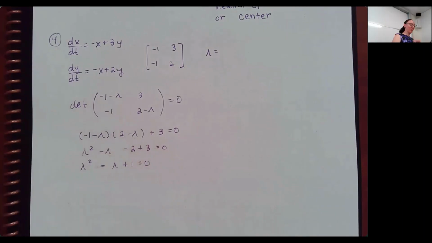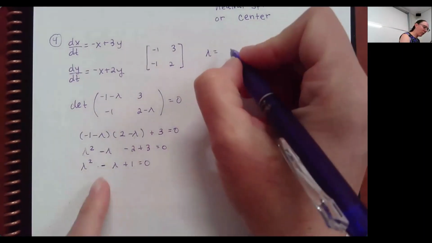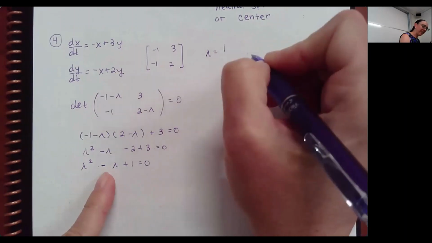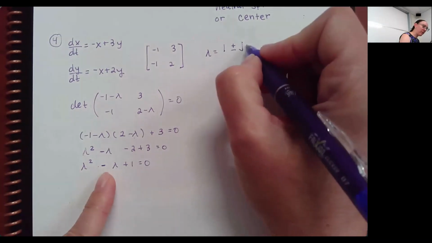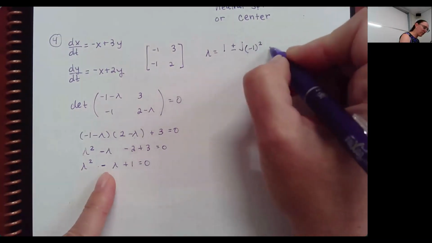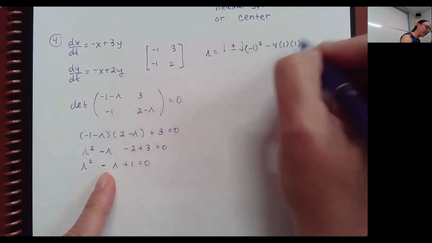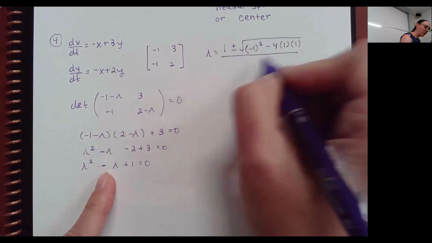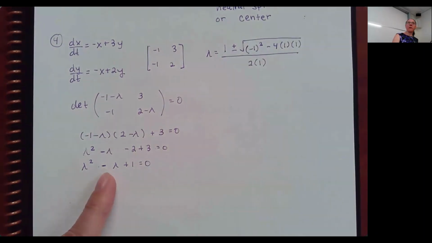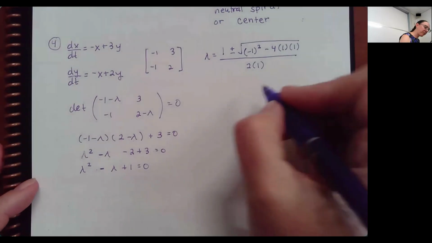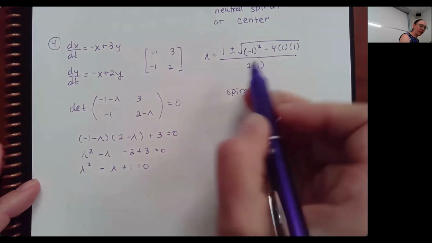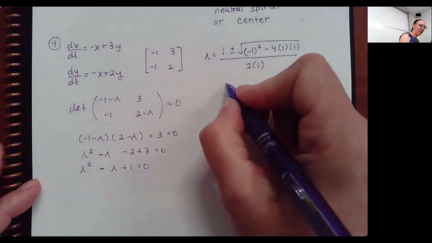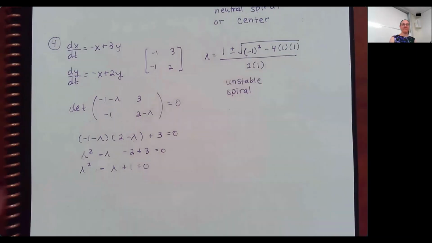Okay. So now if I write my lambdas, I'm gonna have 1, because it's negative b, plus or minus the square root of -1 squared minus 4 times a times c, all over 2 times a. So I've got a negative inside the square root, so I know it's a spiral. And I know that the real part is a +1/2, so this is another unstable spiral. Woohoo! Good times.